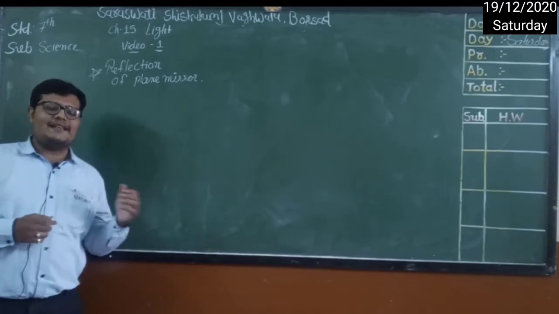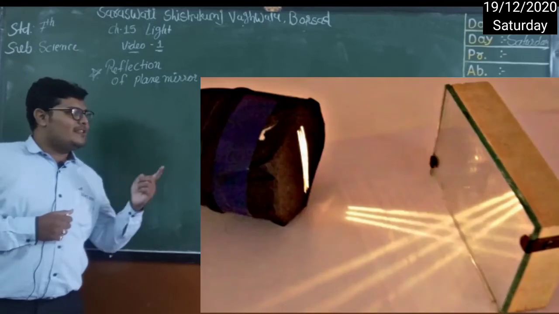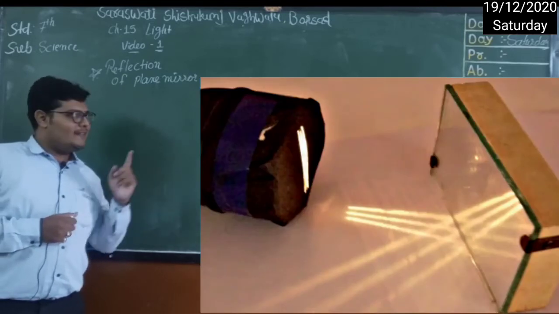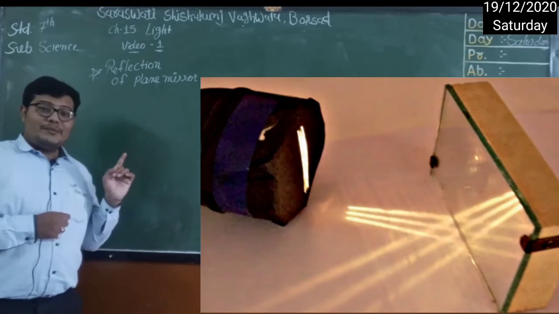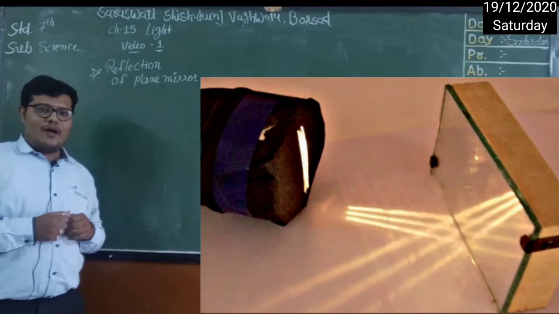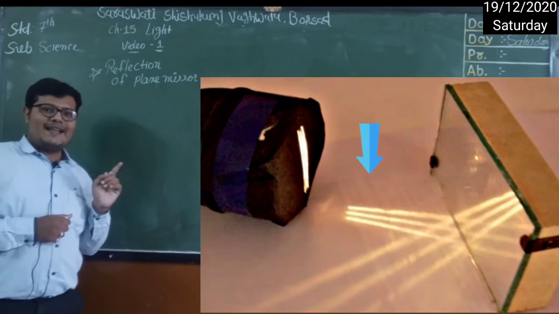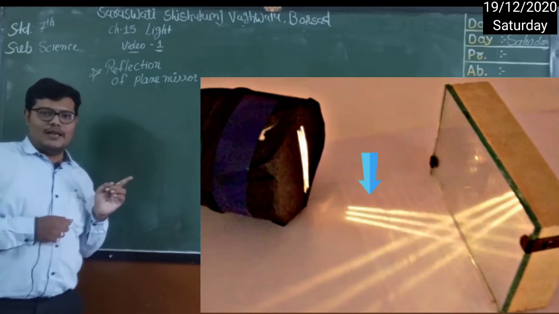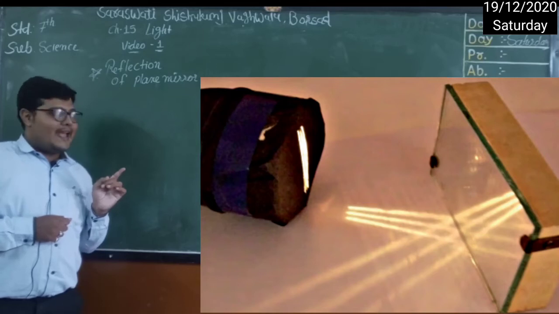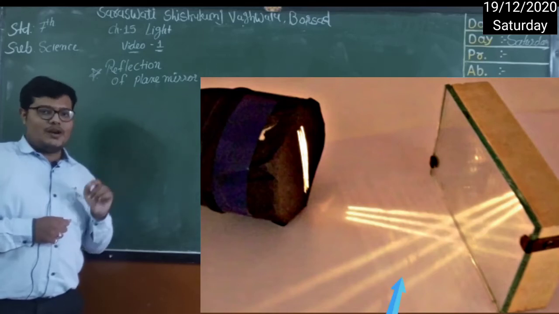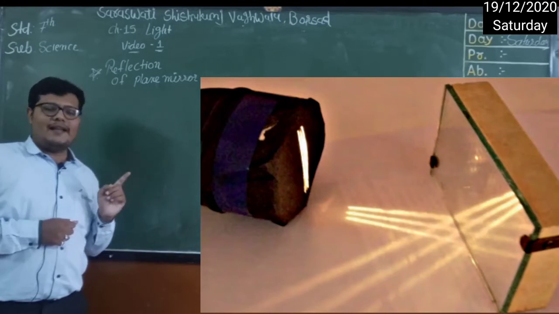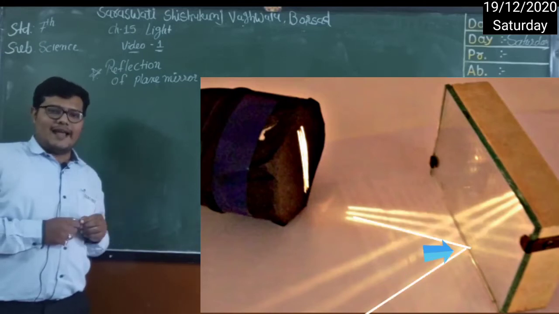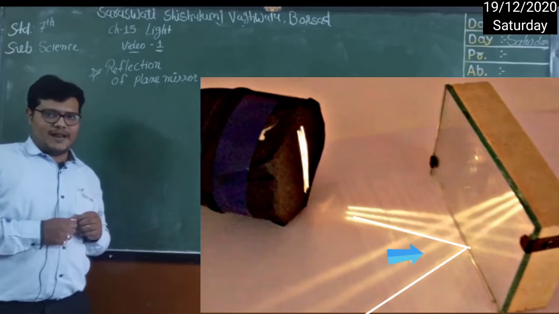Okay, so let's see this activity. Here you are able to see that light is falling on the mirror. In the image you are able to see, right? This light falls on the mirror and it gets reflected. This is your incident light, see the arrow, and the other one is your reflected light. You can see there is some angle between the reflected light and the incident light.